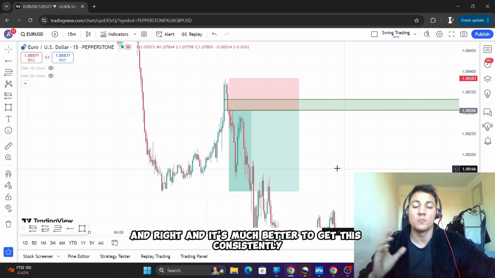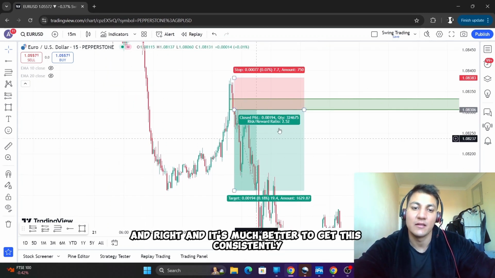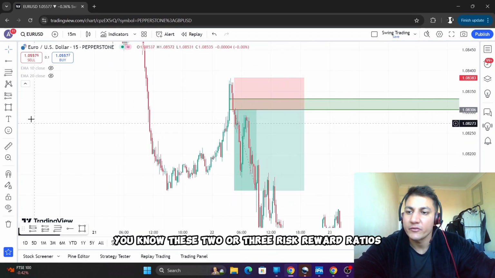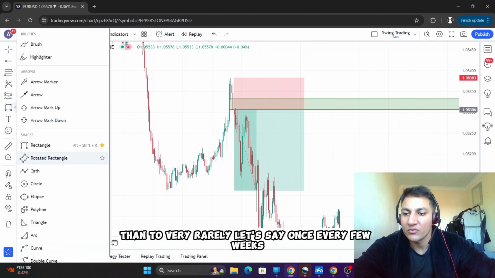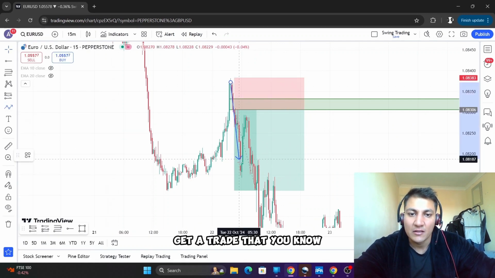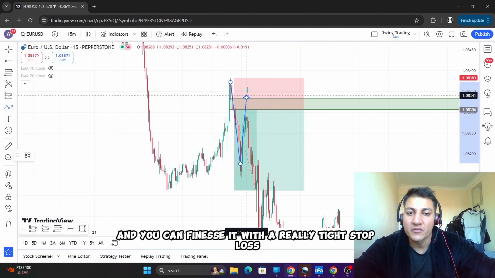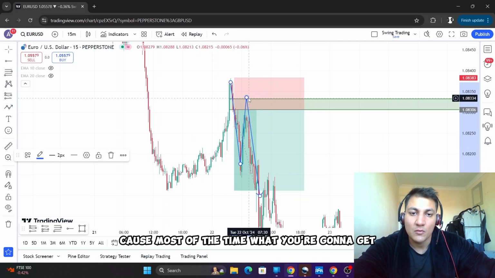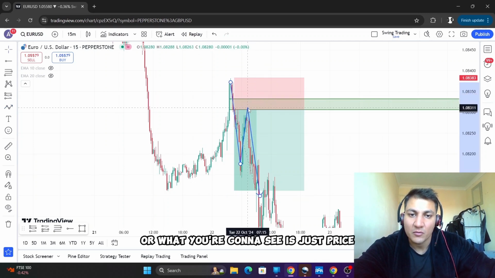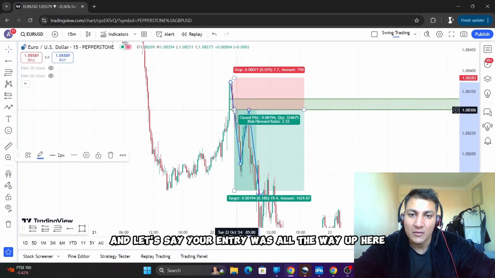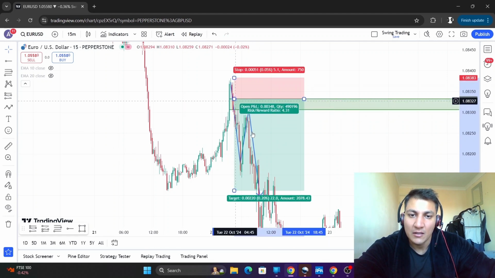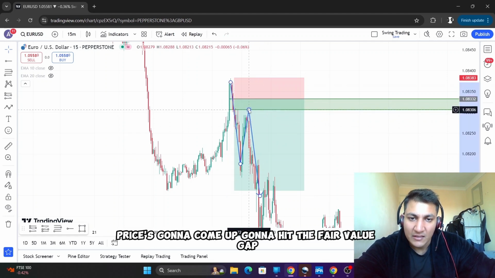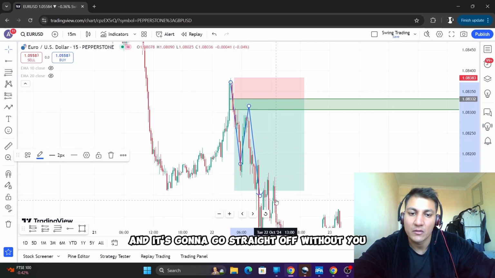And it's much better to get this consistently, you know, these 2 or 3 risk to reward ratios, than to very rarely, let's say once every few weeks, get a trade that comes all the way up and you can finesse it with a really tight stop loss and it goes to your take profit. Because most of the time, what you're going to see is just price do this, right? It's going to come up, and let's say your entry was all the way up here. Price is going to come up, hit the fair value gap, and go straight off without you. Straight up without you.